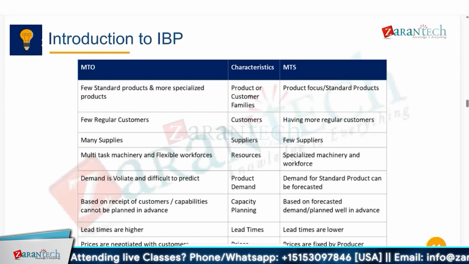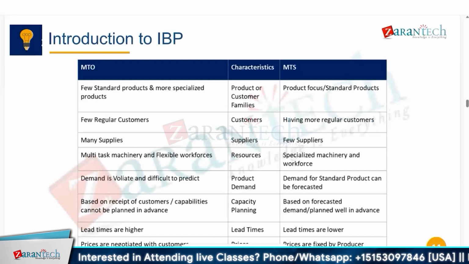With respect to the customers, of course, MTO would have a few specialized customers who require very special products, for which they may offer you higher prices, because these are not off-the-shelf products. These are special products. Similarly, MTS is more regular products. So normally the prices are determined by the market, not by the manufacturer, because there are a lot of competitors in the market, because of which you get this product at a competitive price.